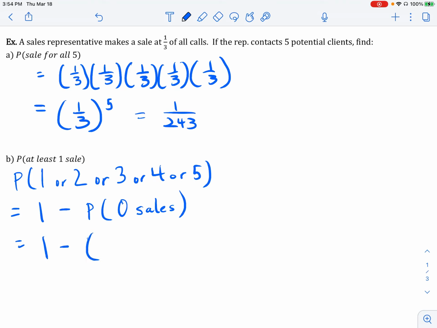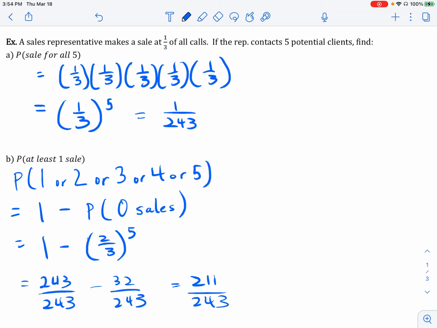That means on the first phone call, their probability of not making a sale is 2/3. And then on the second phone call, their probability of not making a sale is again 2/3. And just like the previous problem, we're going to keep on repeating this. So this is the same as 2/3 to the 5th power. And so what does this come out to? This would be 243, if I just want to clean this up, minus 32 over 243. And our answer would be 211 over 243.